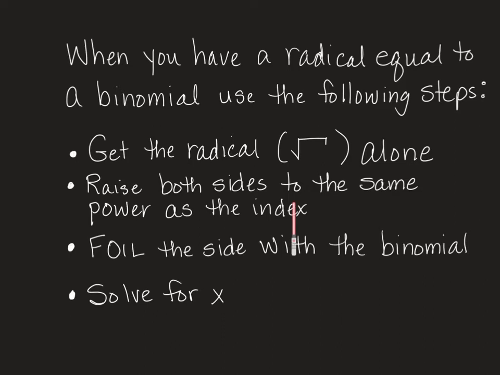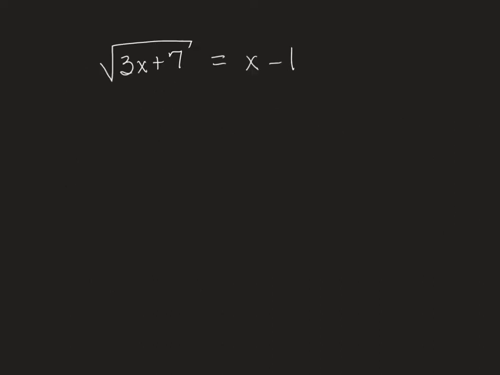Once I do that, in this case, I want to FOIL the side with the binomial. The side with the radical is just going to cancel, but the side with the binomial, we're going to have to FOIL or multiply the two binomials together. Once I do that, we're going to solve for x. So let's look at a problem.